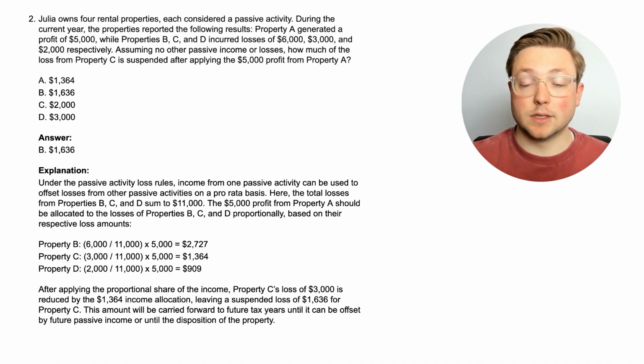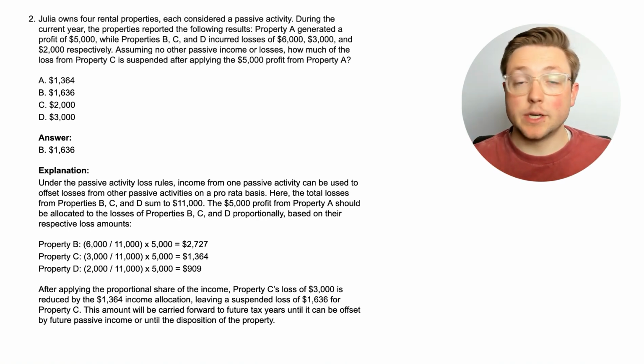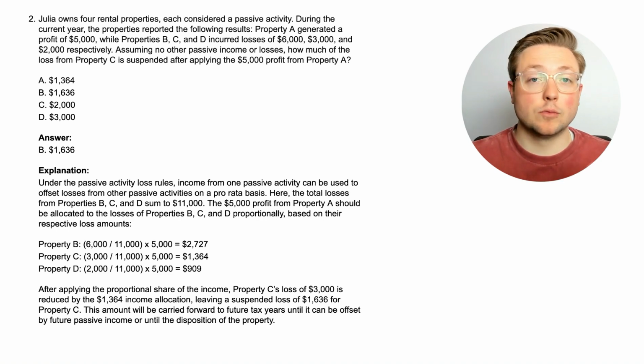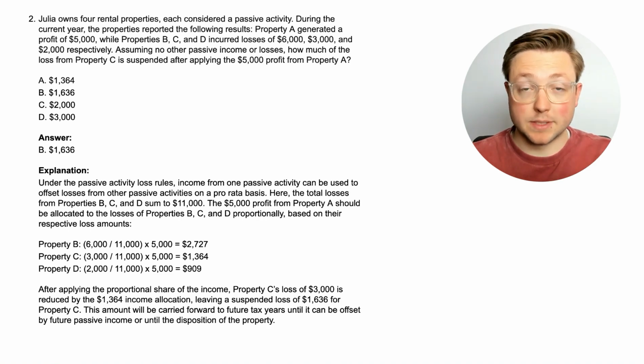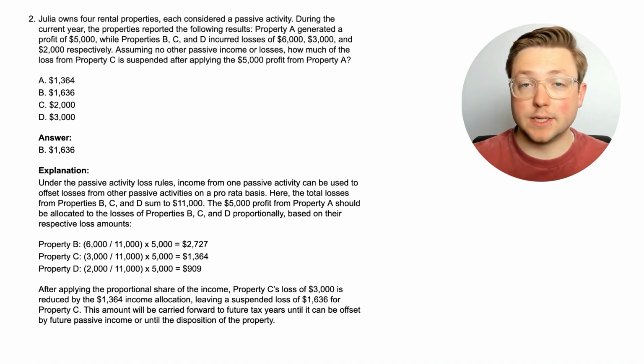And the reason that's important is because each activity has to keep track of what losses are actually attributable to that activity, because then in future years, if that activity has income or things like that, they know exactly how much of the suspended loss is attributable to that property specifically. So we're getting a general idea here of how suspended losses are calculated or figured out. So let's go ahead and go to the next question to continue learning.